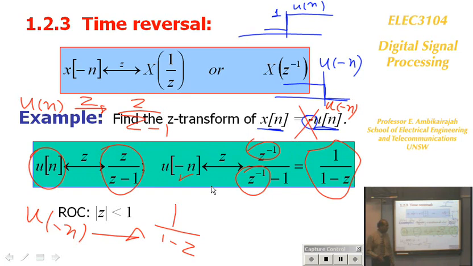But you must have an understanding of what you are actually doing. These are properties I'm covering, and then I'll do the application for you.